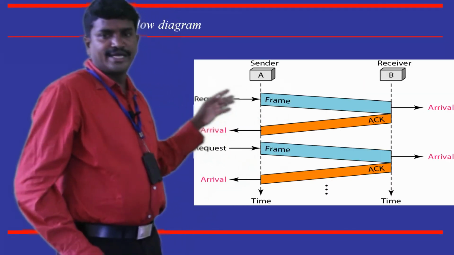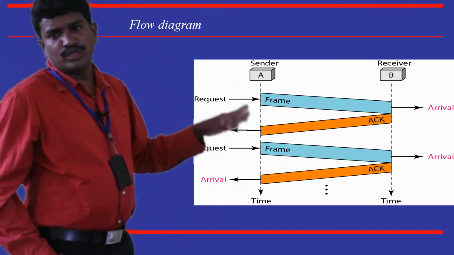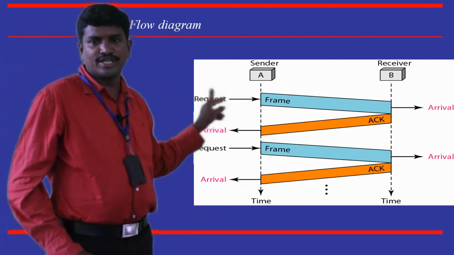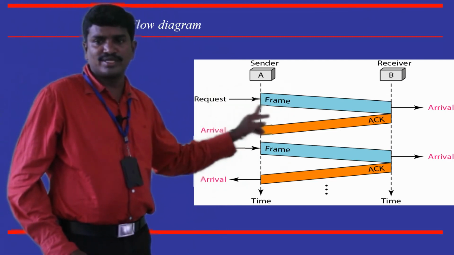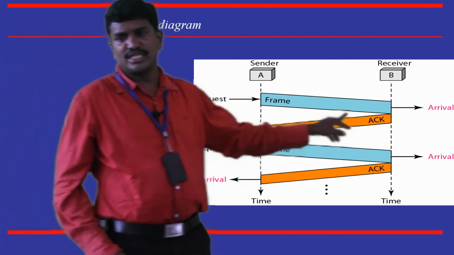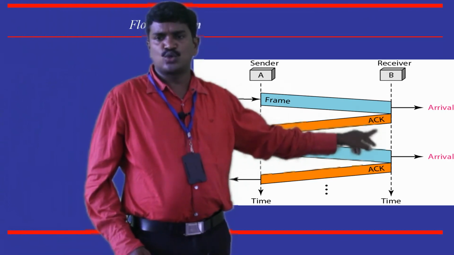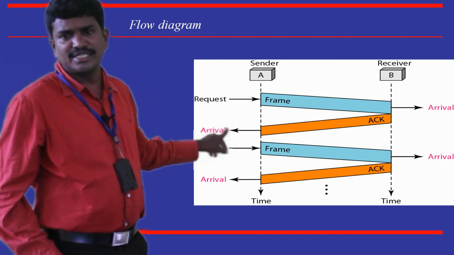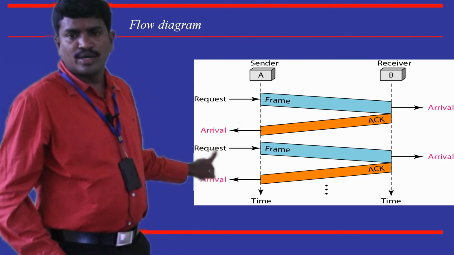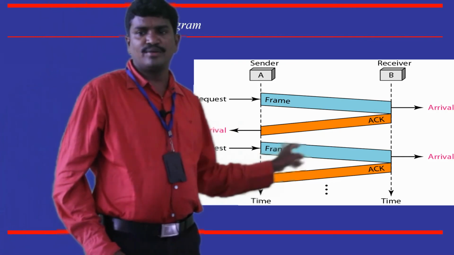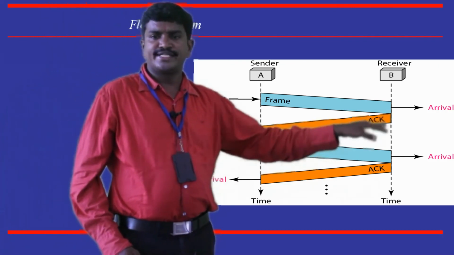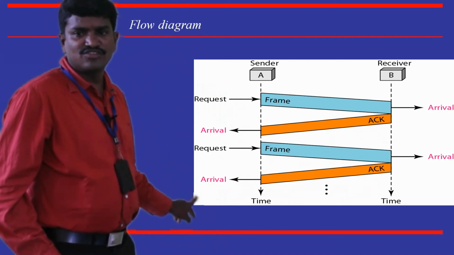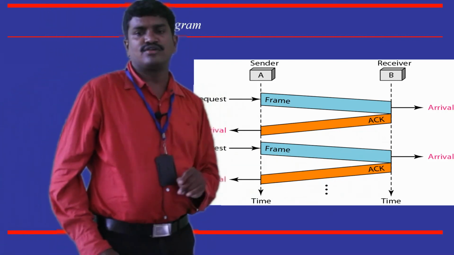This diagram shows you the flow control, how the data is flowing from one side to another. The sender will send a request. We got a request from the network layer, so we prepare a frame and send it. Whenever it is received by the receiver, it has to acknowledge. Once the acknowledgement is received, if you get one more request, you prepare a frame and send it to the receiver, and the receiver sends an acknowledgement. The flow is moving like this.